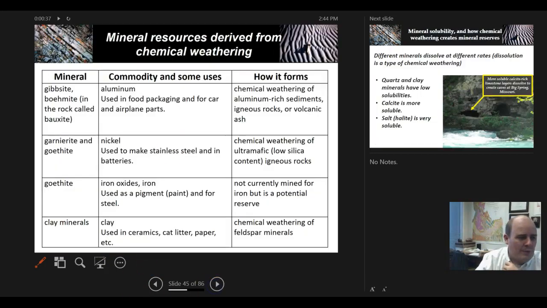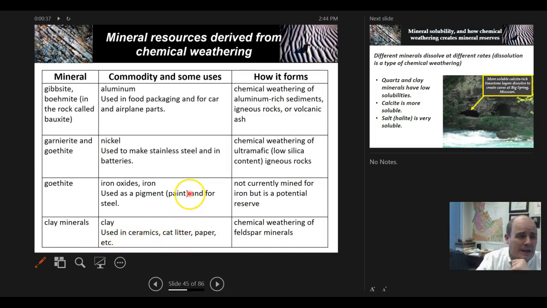Okay, so for example, these are some of the minerals that we often get from chemical processes. We can get gibbsite, which is a commodity that we use for aluminum a lot of the time. It's usually the chemical weathering of aluminum-rich rocks, and it will start solidifying over time to form gibbsite. Goethite is a commodity of nickel and even iron, depending upon the concentrations. And you can even get clay minerals, which we use for ceramics, cat litter, paper, things like that all the time.